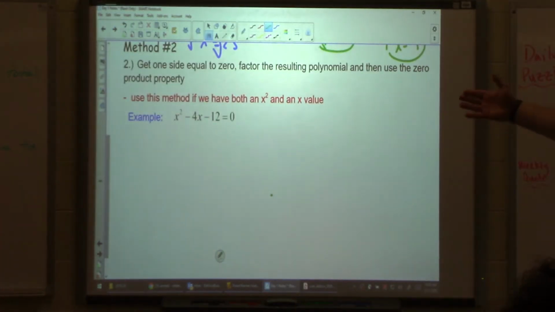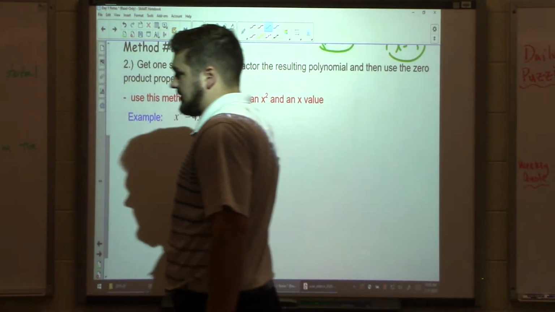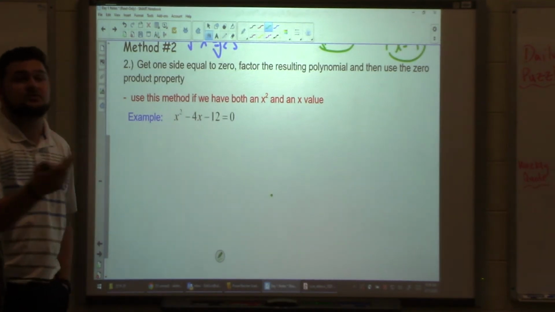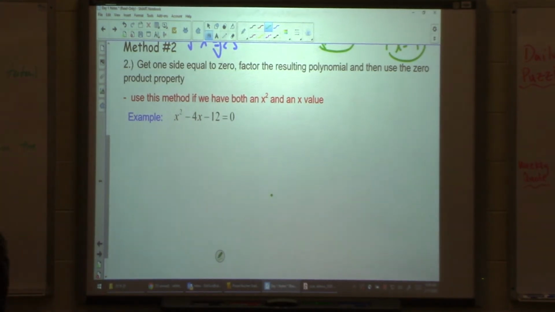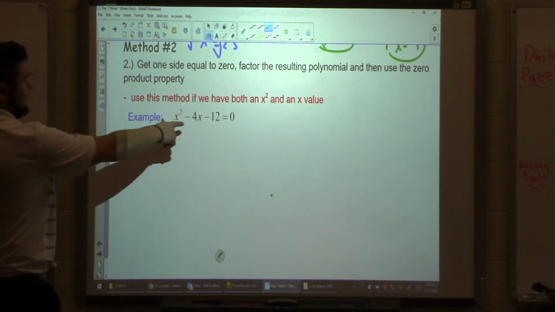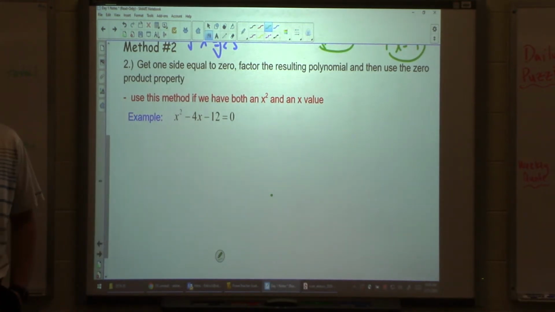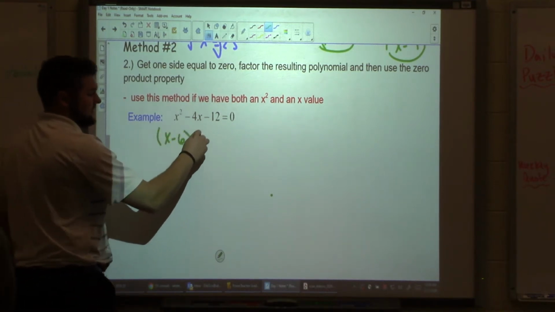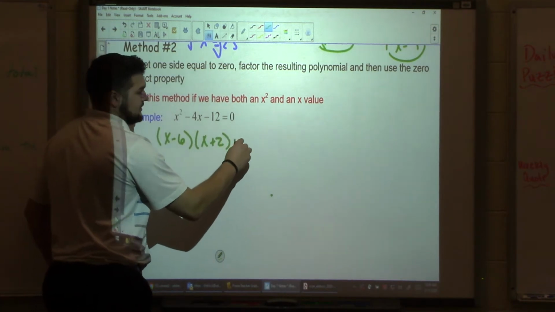In this case, it's already set up for us. X squared minus 4x minus 12 equals 0. Like I said, I have x squared and I have x, so I know I'm going to use this method. I'm going to factor. What multiplies to negative 12 and adds to negative 4? Negative 6 and 2. Negative 6, positive 2. So I'm going to factor it: x minus 6, x plus 2.